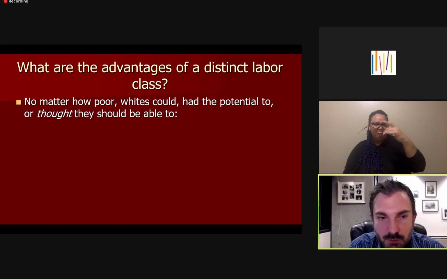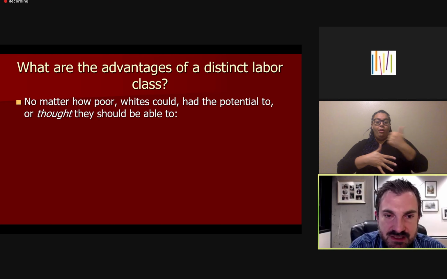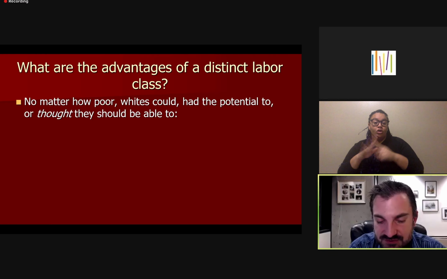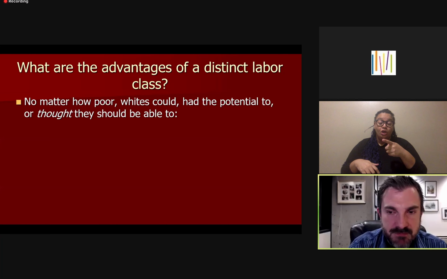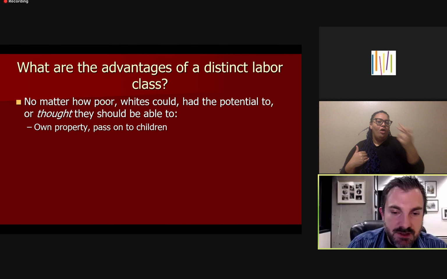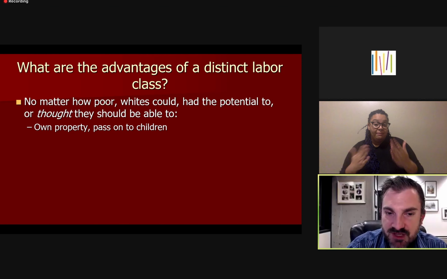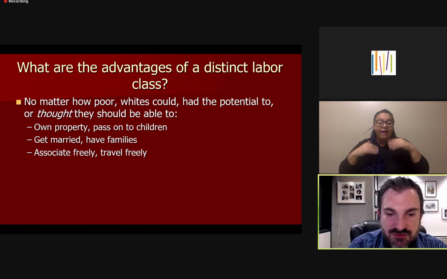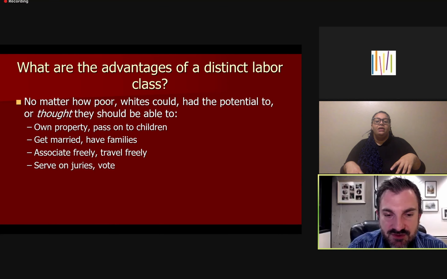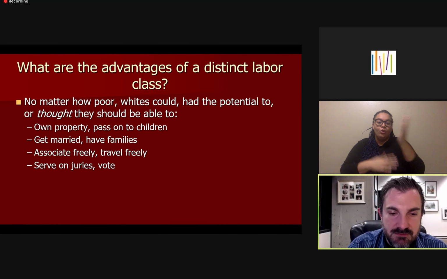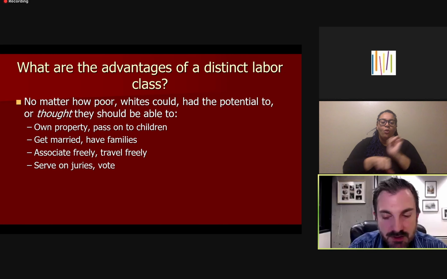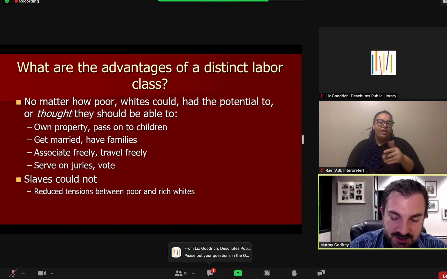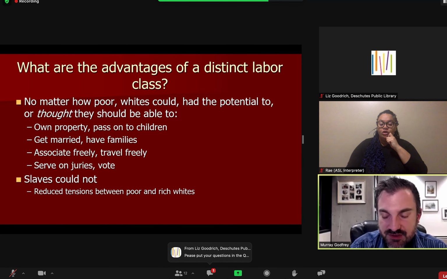This was basically the genesis of what we call white supremacy. The class solidarity went away in Virginia after Bacon's Rebellion. And the planters started focusing more on propagandizing to the lower classes: you are better than them. And these are the reasons why. Maybe you don't today, and maybe you won't tomorrow, but someday you can own some property and pass that on to your children. Someday you can get married and have families. Someday you can associate freely and travel freely. Someday you can serve on juries and vote. Someday you'll be able to do all these things and work your way up. Slaves can't do any of those things. So this is a way to create a racial solidarity versus that class solidarity that was threatening.